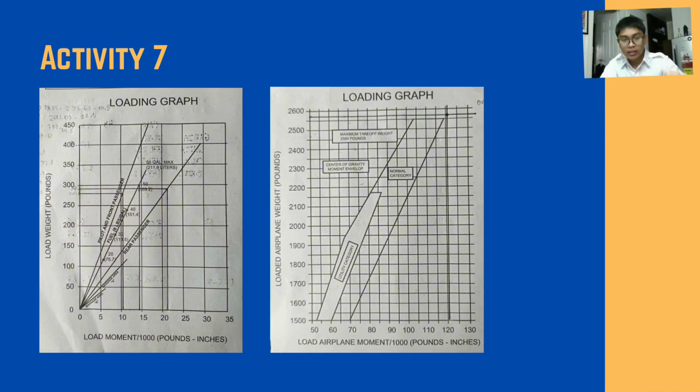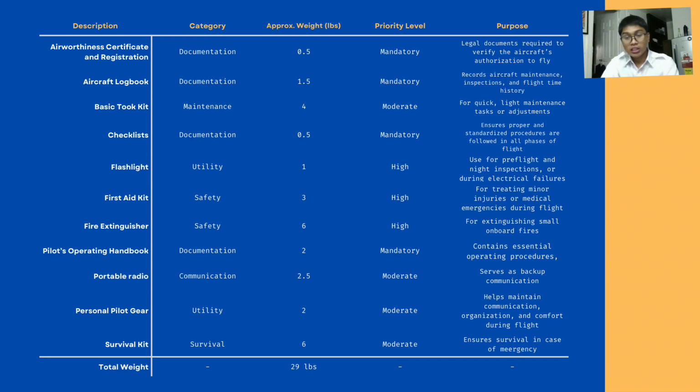When we go down, we can find the load moment divided by 1,000 pounds, which is the reduction factor. After we found all of that, the data that we found in this data sheet, we put it in our loading graph. This loading graph determines if our aircraft is perfectly balanced or not. So as you can see, it is overweight, or it is not in that CG envelope. So we concluded this as overloaded. So for our priority equipment list, this is what me and my group decided to choose.